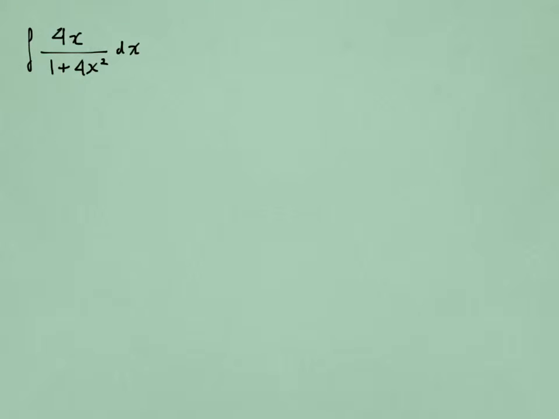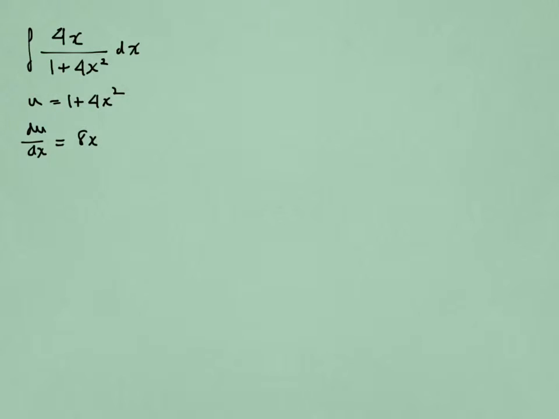In this video, we'll look at some more examples of using u-substitution to compute different indefinite integrals. Let's look at the example with 4x up in the numerator and then 1 plus 4x squared in the denominator. I'm going to take u to be that denominator, and the reason why I do that is its derivative will be linear, and I have a linear numerator.